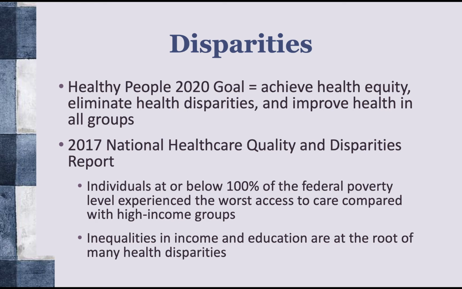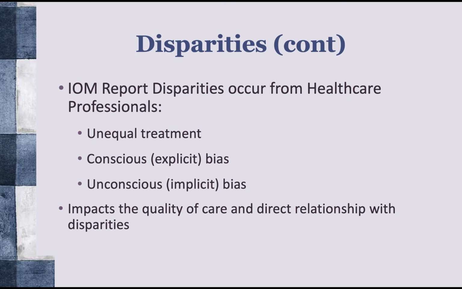When these incidences occur, it causes patients not to want to seek out the healthcare system when they are having issues. The IOM report on disparities that occur from healthcare professionals identified unequal treatment, conscious or explicit bias. Explicit bias is an individual's preconceived judgment or belief for or against something or someone. Unconscious bias, also known as implicit bias, is an unintentional judgment or belief for or against something or someone. A person may not even be aware of the attitude or even have control over it. This impacts the quality of care and has a direct relationship with disparities.